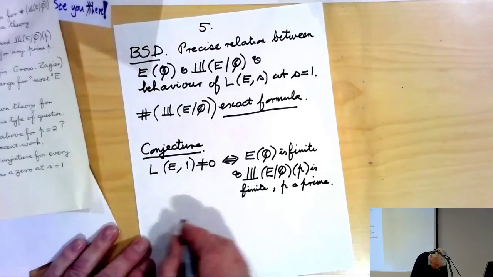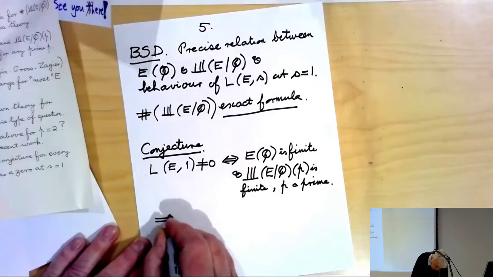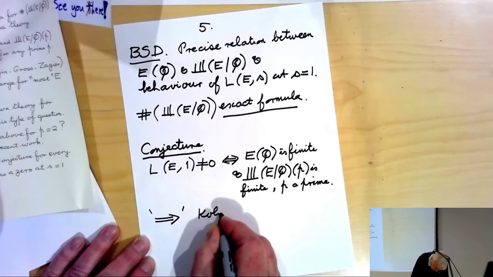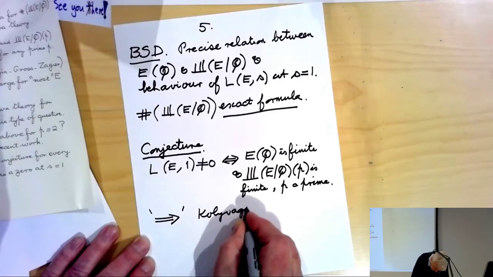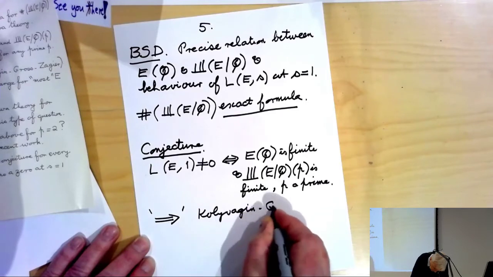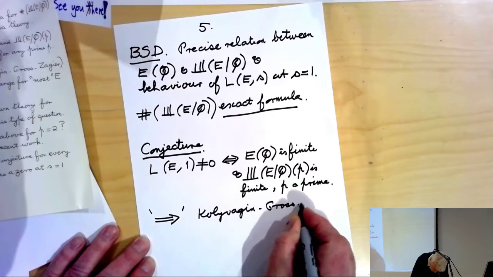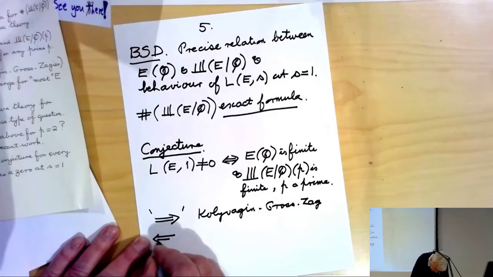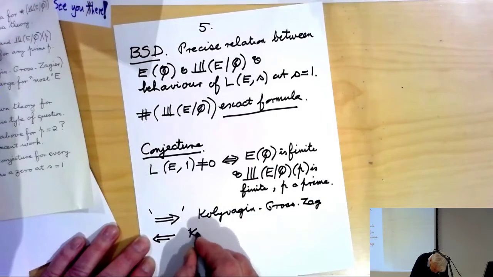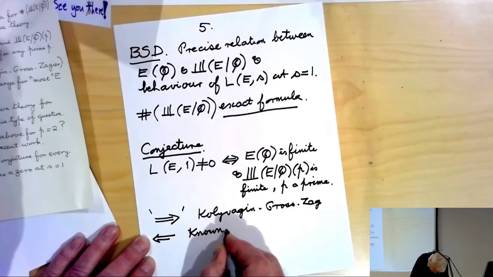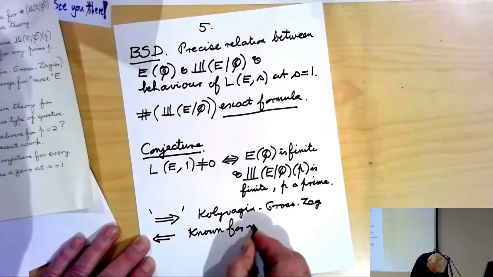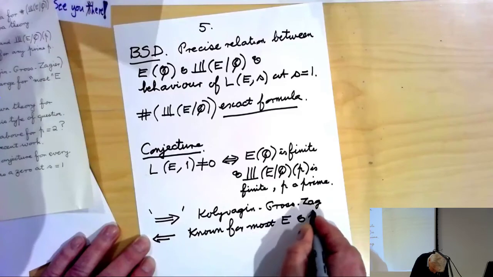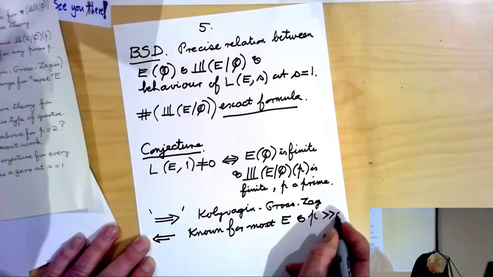That the implication in this direction is known. This is Coates-Wiles, Gross-Zagier, Kolyvagin. The implication in the other direction is known for most E and p sufficiently large.